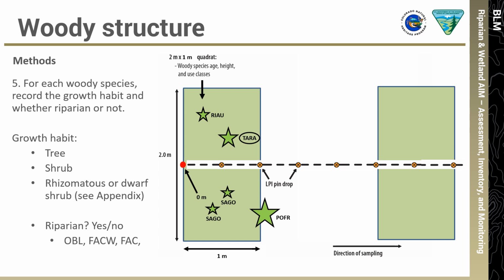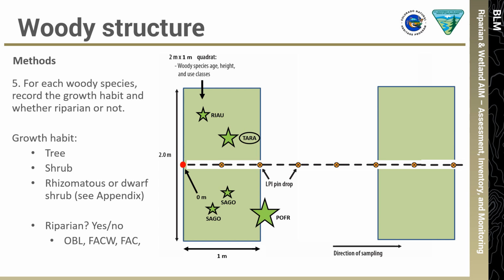In step 5, for each woody species, record the growth habit using 3 categories: tree, shrub, or rhizomatous or dwarf shrub. Record the typical growth habit for that species, not what's observed in the quadrat. A list of common rhizomatous and or dwarf shrubs is provided in an appendix for reference. In addition, record if the species is riparian or not. Riparian woody species have a wetland indicator status of obligate, OBL, facultative wetland, FACW, or facultative, FAC, as defined by the National Wetland Plant List, which varies by region.